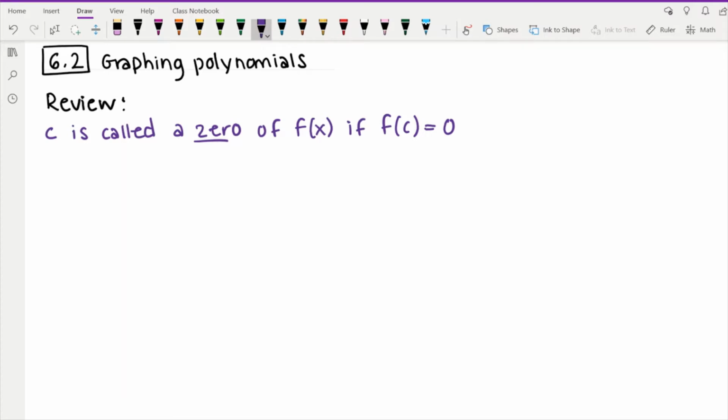And one thing that we also mentioned that will be useful in terms of graphing, which is what we'll be doing in this video, is that when c is a zero, then we know that the point (c, 0) is an x-intercept.